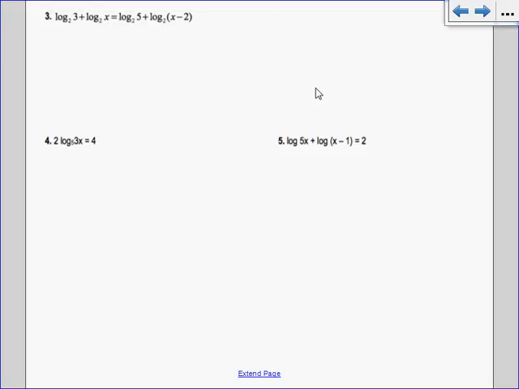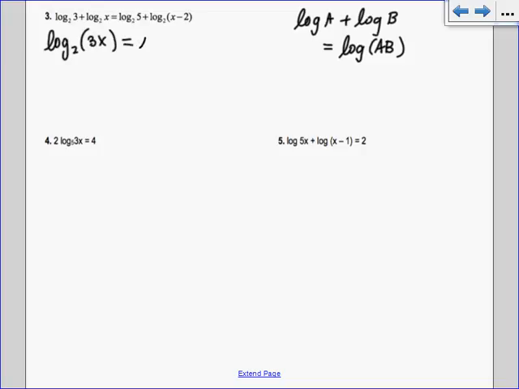All right, so next one looks a little scary, doesn't it? There's a lot of stuff going on. This one's actually easier than it looks. It looks pretty scary right now, but it's not so bad. If we have addition, remember if we have log of A plus log of B, how can we combine those? We do log of A times B. So that's what we're doing here. We're saying we have log base 2 of 3 times x equals log base 2 of 5 times x minus 2. Or 5x minus 10 if you want to write that.